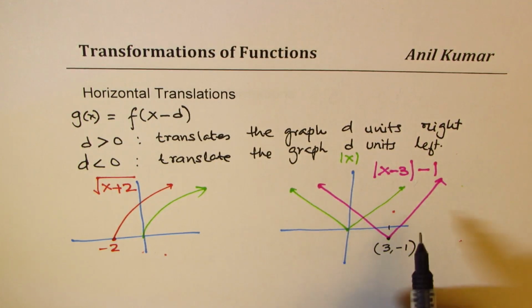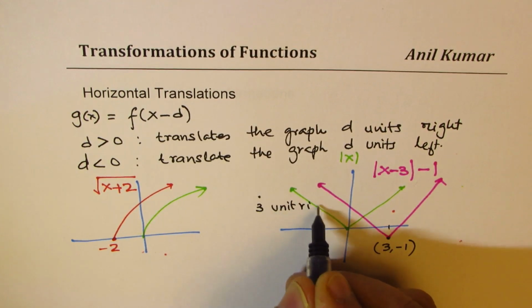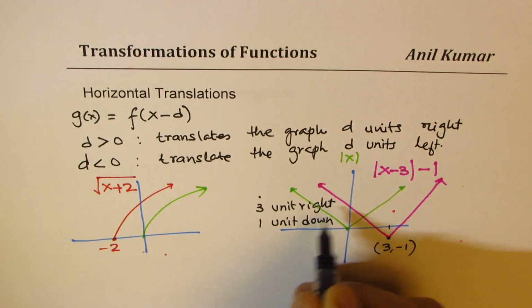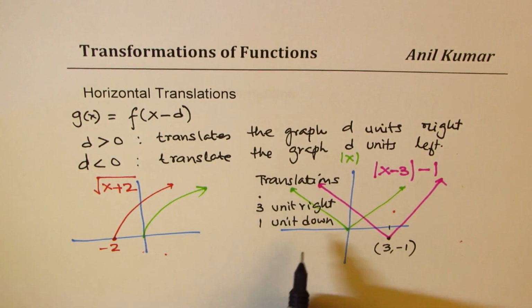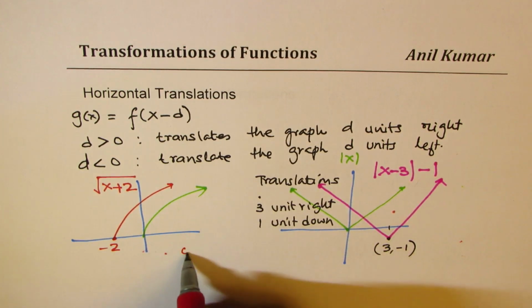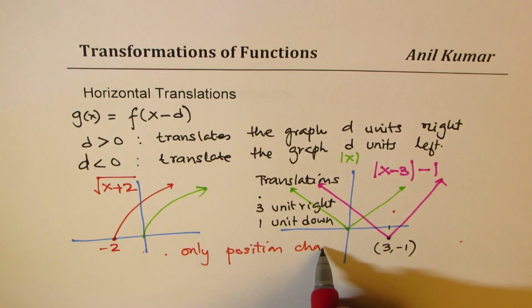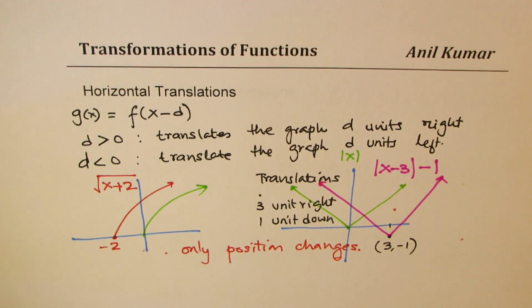So this is the function which is 3 units right and 1 unit down. And both are translations. What you'll observe here is that in translations, only position changes, right? Just a reminder. In stretches and compressions, shape also changes, right? Okay. I hope that gives you a good combination of all the things which you've learned.